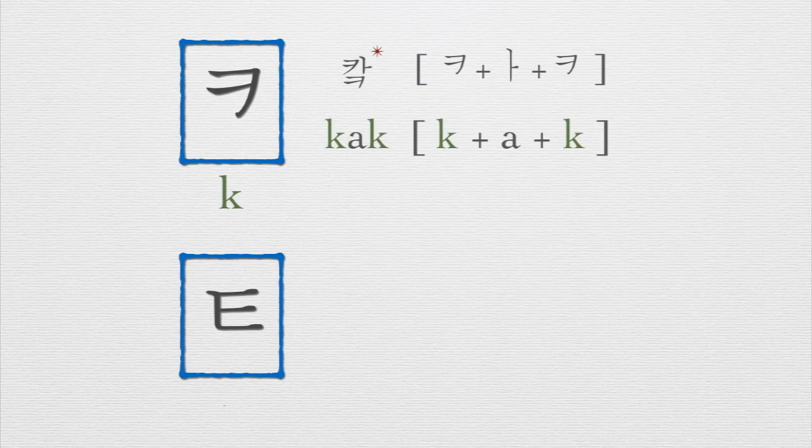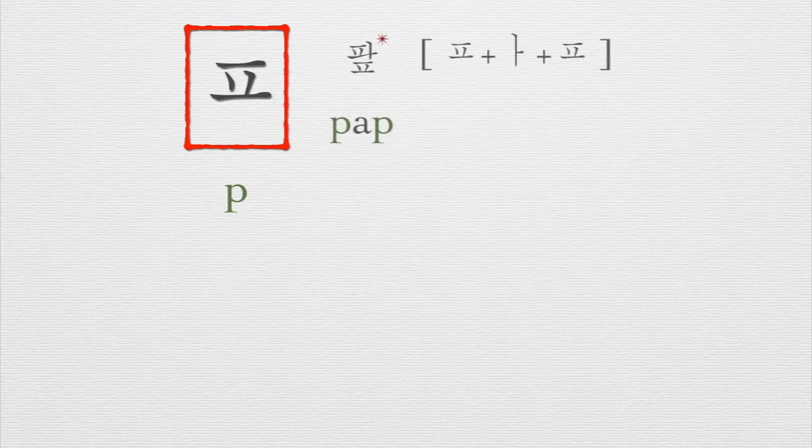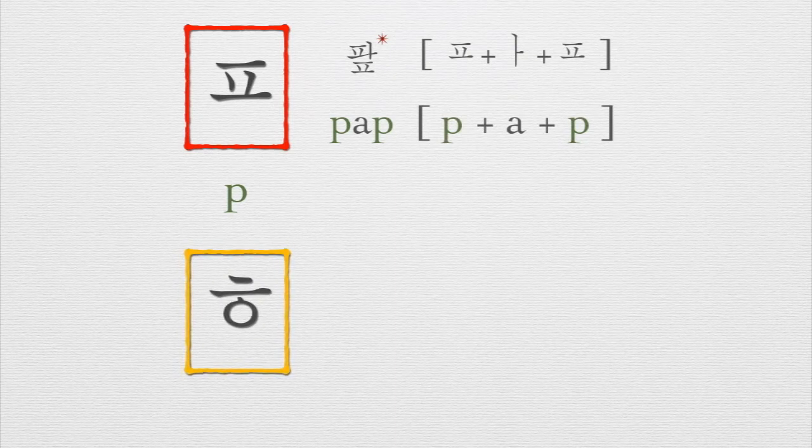티읕 has one romanized letter, T, and it makes tat, T-A-T. 피읖 has one romanized letter, P, and it makes pop, P-A-P. 히읗 has one romanized letter, H, and it makes hot, H-A-H.